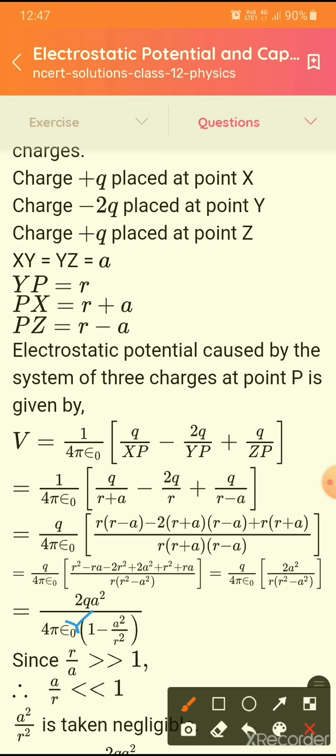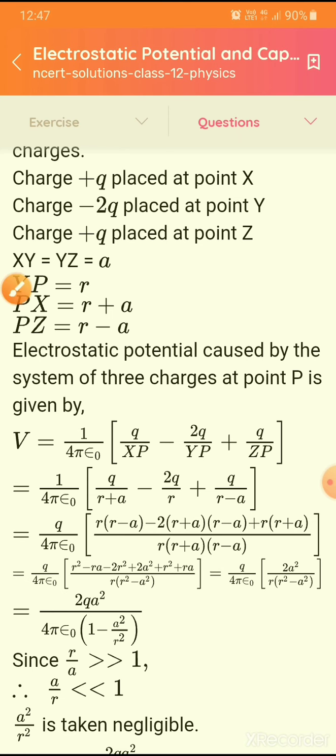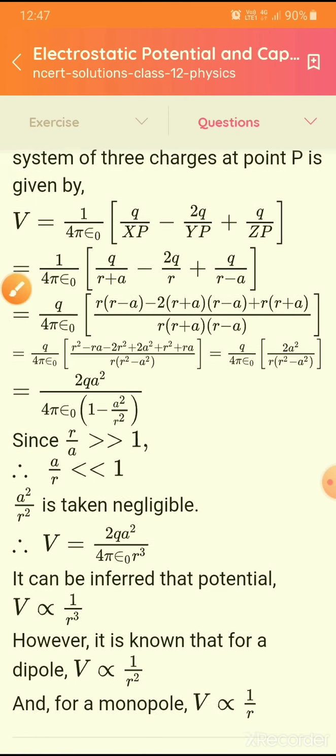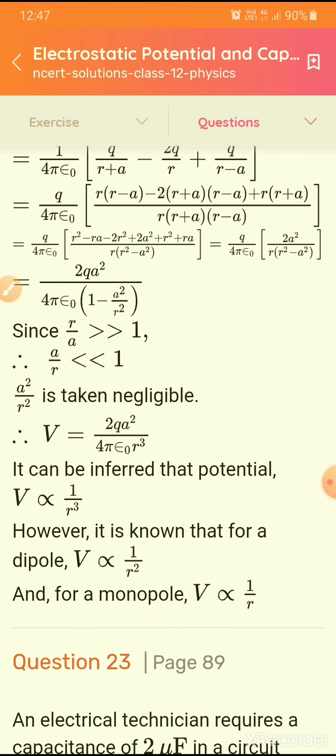So a squared by r squared is taken as negligible, so that v can be written as v is equal to 2qa squared divided by, instead of 1 minus a squared by r squared, since a squared by r squared is negligible, one r and another r squared divided by r squared means r squared is also taken, so r cube. We can write it as 2qa squared divided by 4 pi epsilon naught r cube.